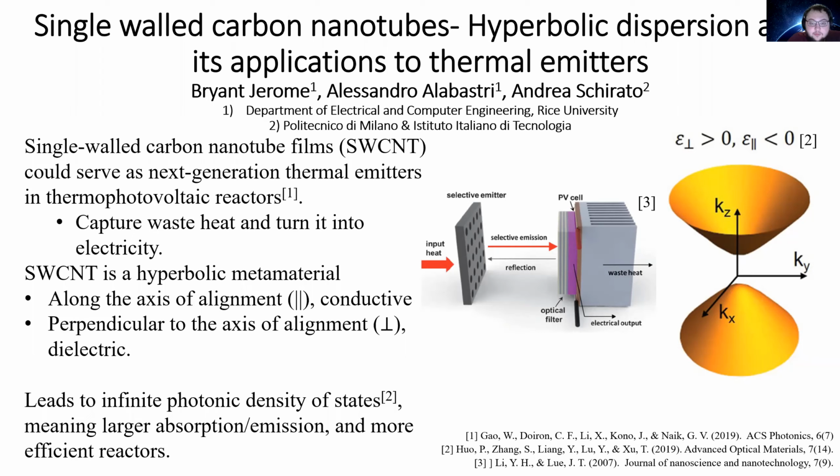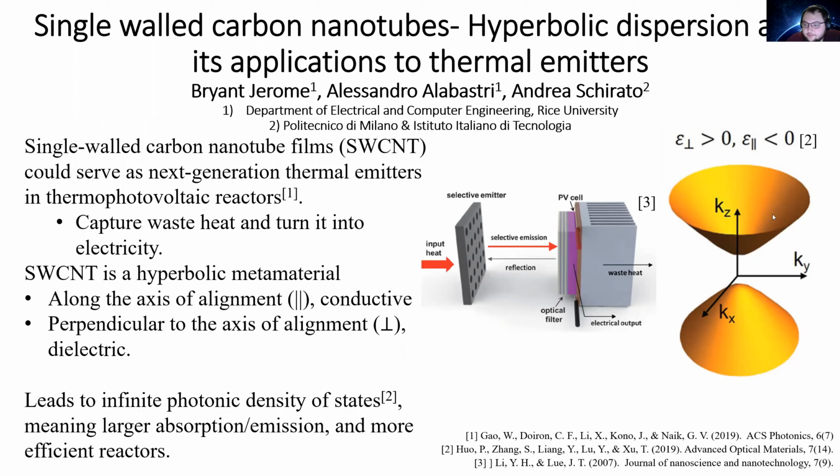I'm working with a few other groups at Rice in order to optimize the behavior of single-wall carbon nanotubes as a thermal emitter. Now, single-wall carbon nanotubes have a very interesting property in that they have a hyperbolic dispersion relationship, meaning that along one axis, it's actually conductive, whereas if you come at it from any other direction, you'll find that the dielectric constants will indicate it to be dielectric in nature.